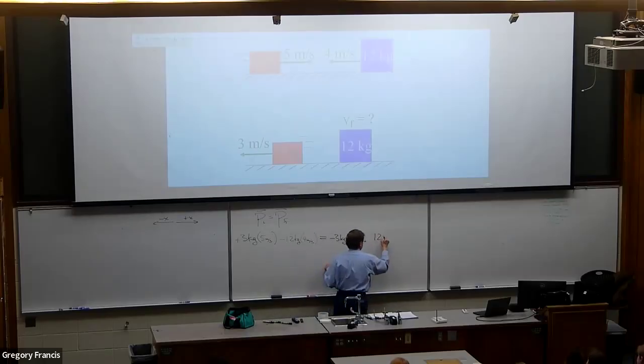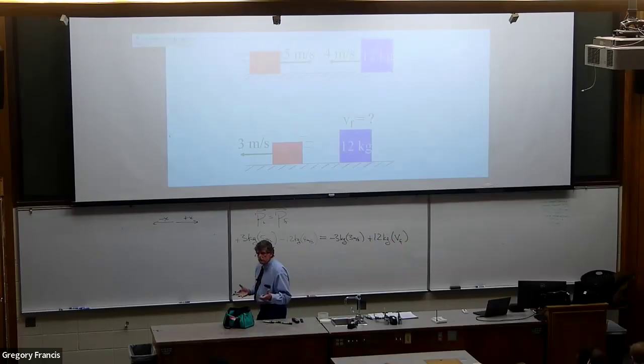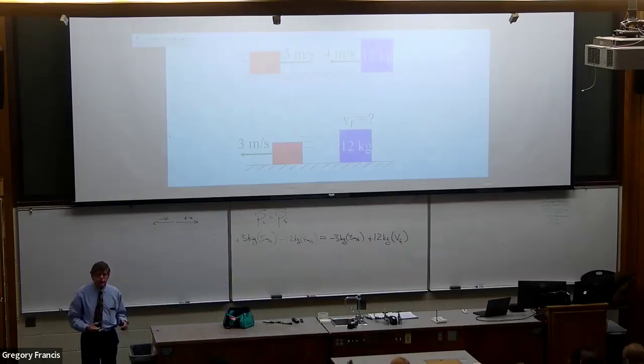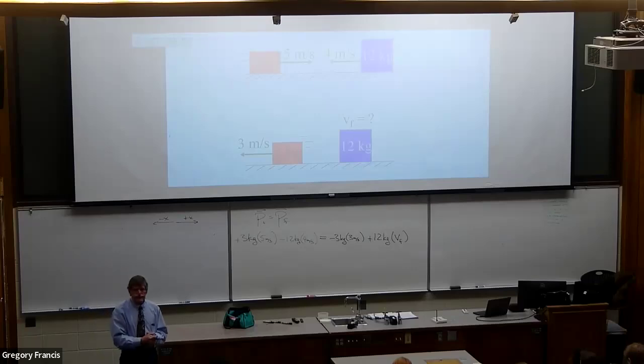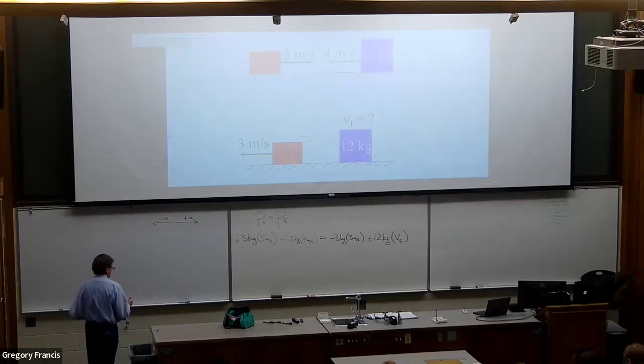I also have a 12 kilogram block, but I don't know whether it's going to the left or to the right. So I just make that a positive variable and solve for that variable, V final. If I get a positive number, it's moving to the right after the collision. If I get a negative number, it's moving to the left after the collision. So let's do the math.